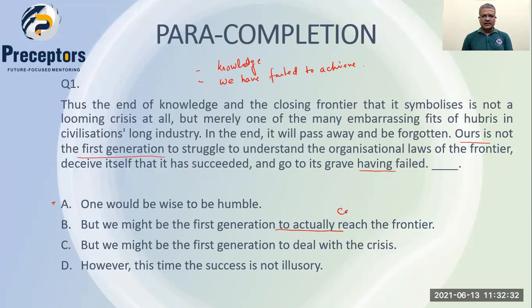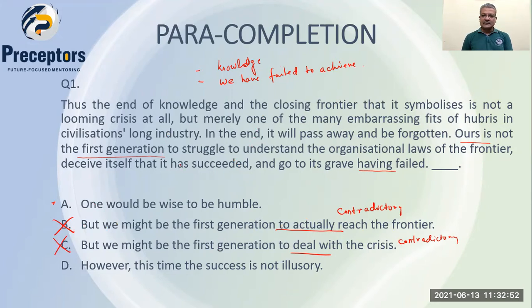No, this is contradictory. We have failed. The last line says we have failed. So this is contradictory, cannot be your solution. But we must be the first generation to deal with the crisis. Again, contradictory, isn't it? So this I can also eliminate because we haven't achieved that.